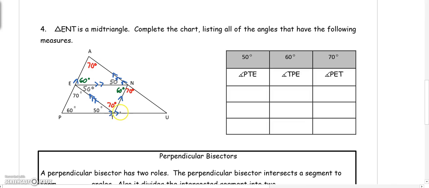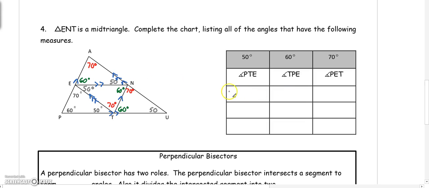Over by T, it's a straight angle with these three angles, so 50, 70, my missing angle is 60 degrees. And then the remaining angle in the triangle has to equal 180, so if I have 70 and 60, this angle is 50 degrees. So my 50 degree angles are given to me as PTE.